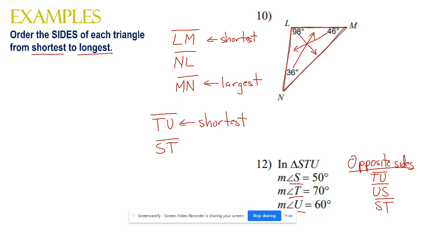And then our largest angle, our longest side, is going to be across from the largest angle. So it's across or opposite from angle T, which was 70 degrees. So side US has to be our longest side. So that's how you can take information about the sides or the angles of a triangle and use that to find out information about the other one. So if you know about the sides, you can figure some things out about the angles. If you know the angles, you can figure some things out about the sides. So there you go.